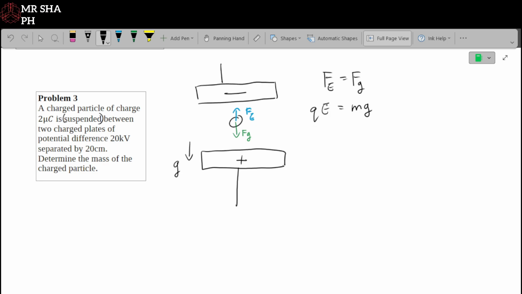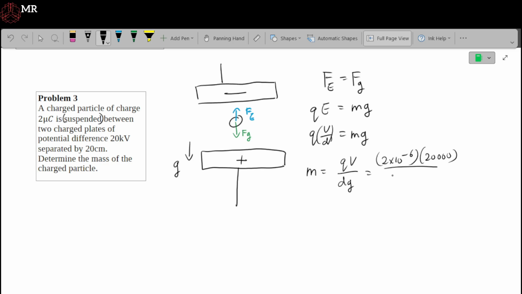I would like to remind you that E is just V over d. So I have q V over d equals mg. I can rearrange that: m equals qV over dg, where my q is 2 times 10 power of negative 6, my V is 20,000, my d is 0.2, and my g is 9.81.